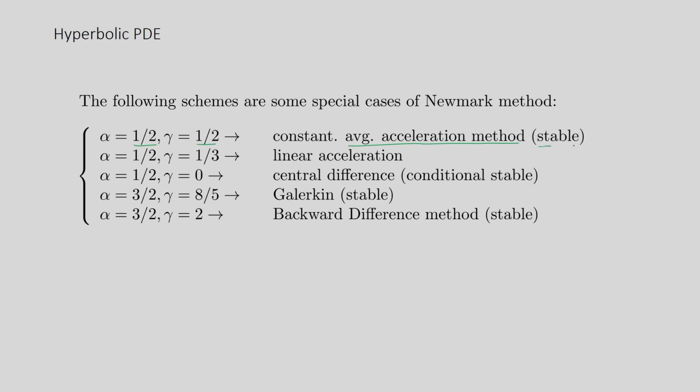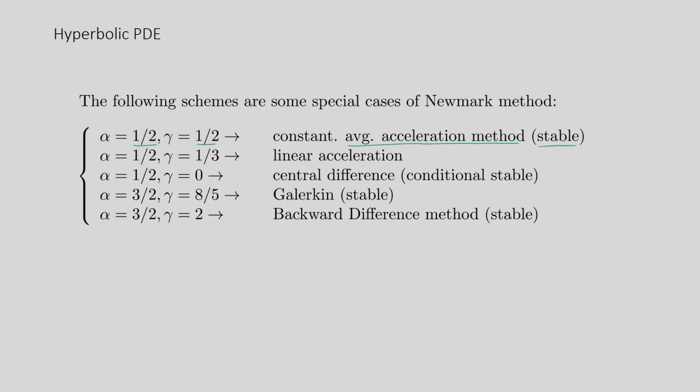As I said, in this case we will take this average acceleration method, which is stable. Stable means, as I said, there is no upper limit on delta t. You do not have a cap on delta t, so you can take a large time step, but even then your approximate solution will remain bounded. But if you take your time step very large, then your accuracy will get hampered. So you have to take care of both the accuracy as well as stability.